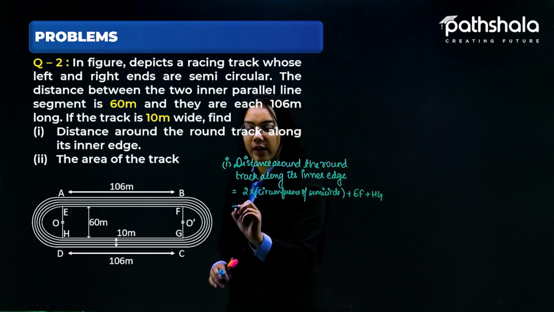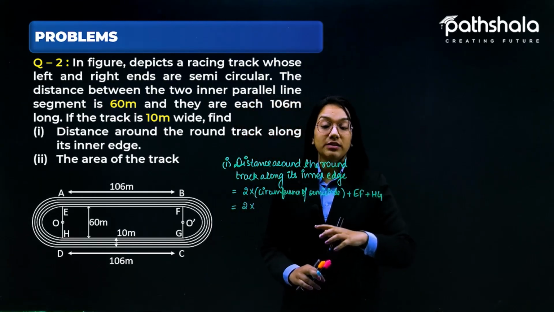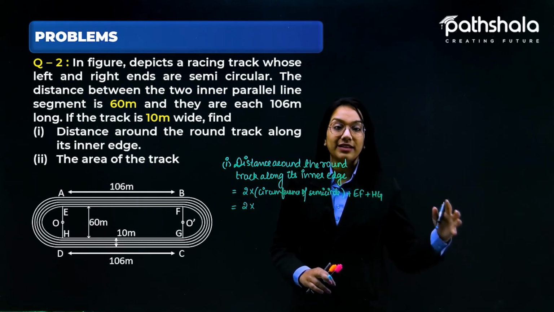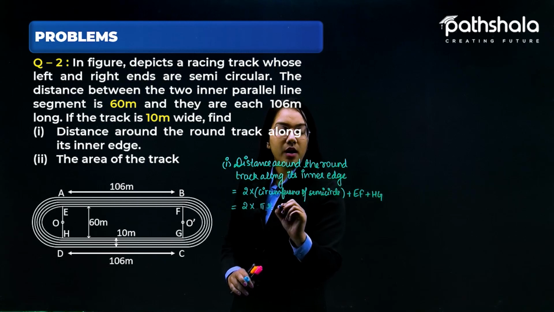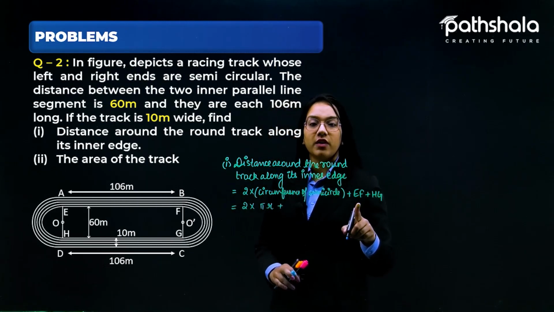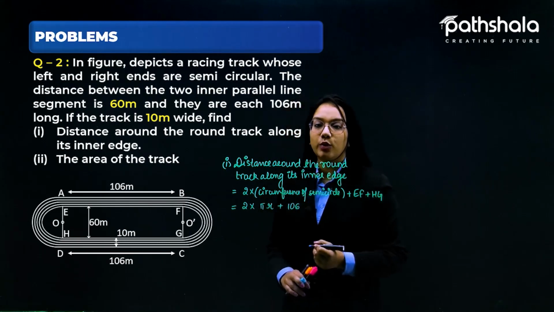Now let's plug in all the values over here. This would be 2 times the circumference of the semicircle. We know that the circumference of a circle is 2 pi r and the circumference of a semicircle is pi r. So this will be 2 pi r plus EF. You can see over here that EF is 106, which is equal to AB again.